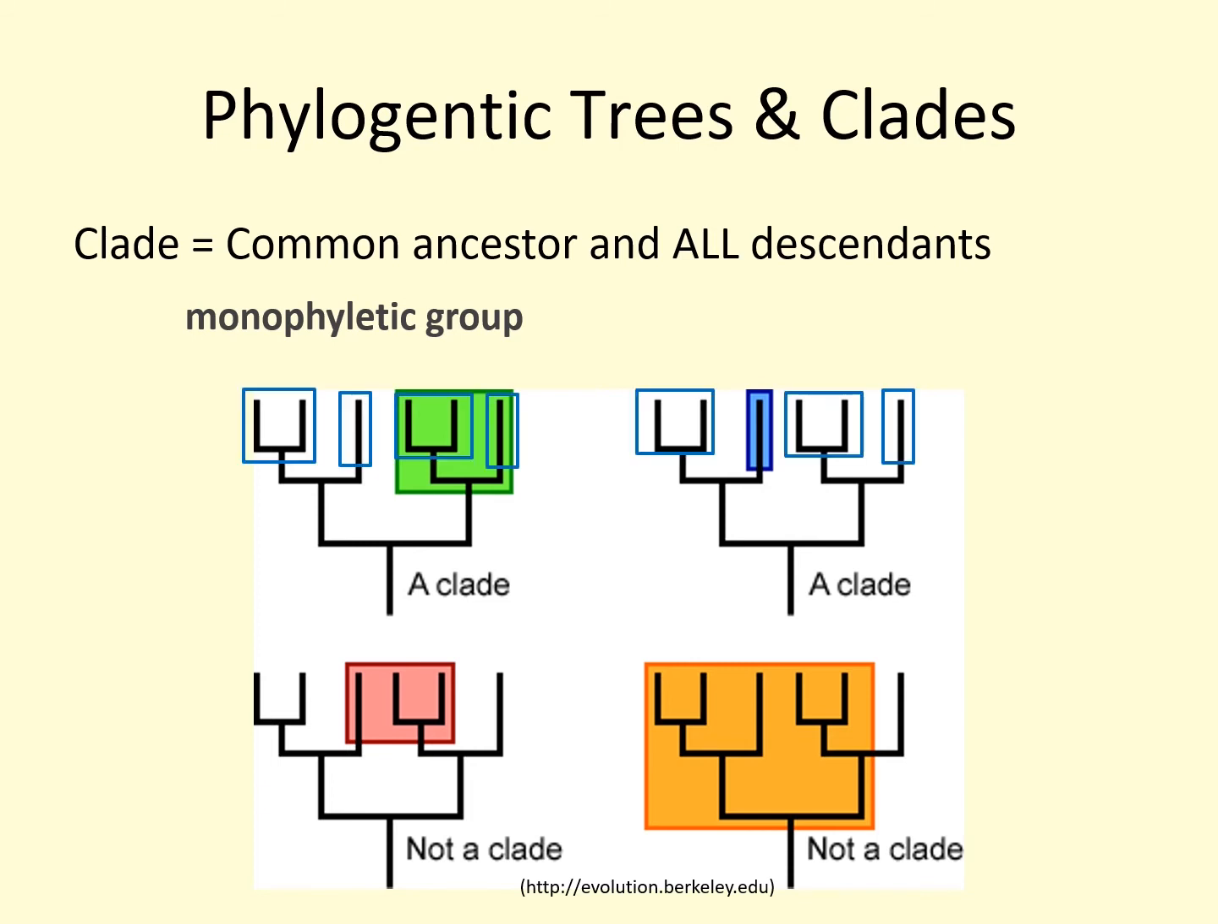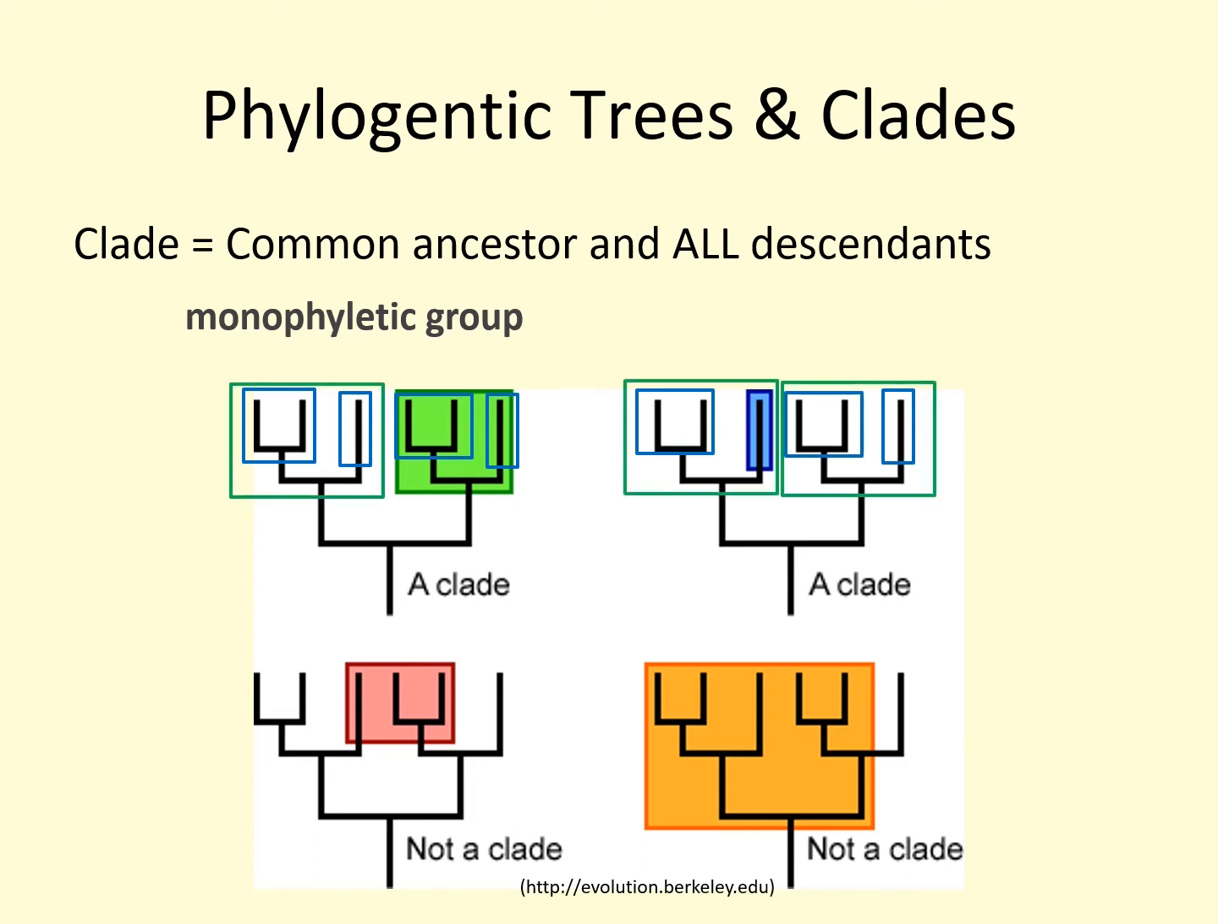So if I put these blue boxes all the way around, what I want to look at is that these are all monophyletic groups. Each blue box represents a monophyletic group independently. So we're looking at 1, 2, 3, 4, 5, 6, 7, 8 monophyletic groups, because we're looking at their descendants with that common ancestor.